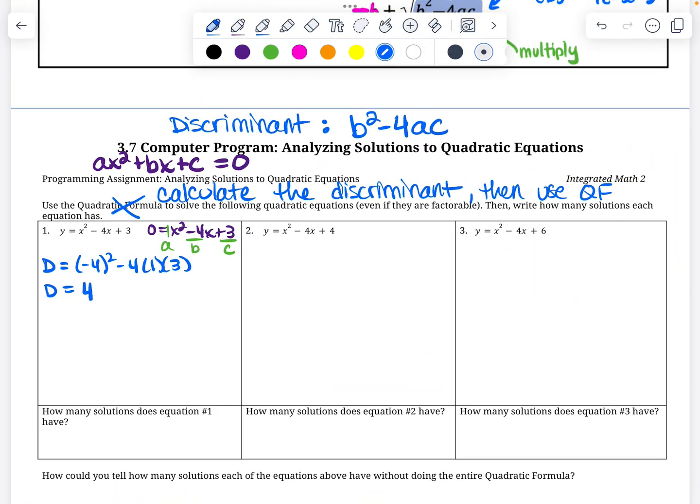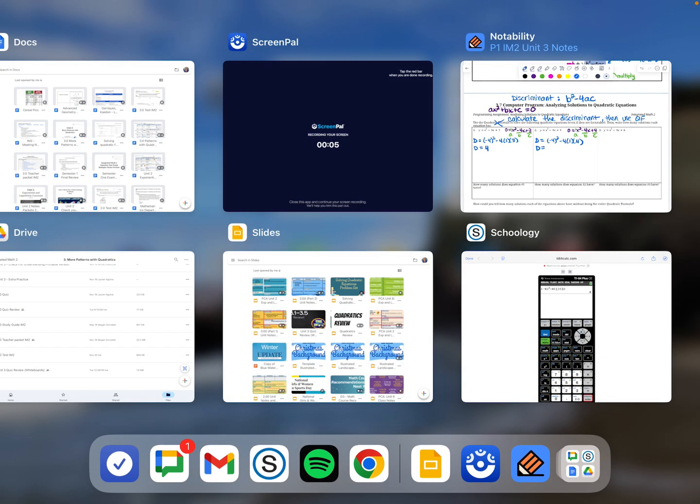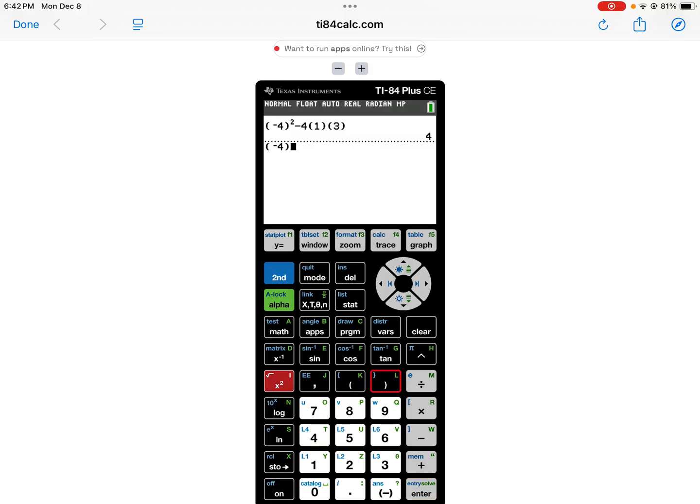We're going to find the discriminant for all three, and then we're going to solve. For the second one, we have 0 equals x squared minus 4x plus 4. So a equals 1, b is negative 4, and c is 4. The discriminant is negative 4 squared minus 4 times 1 times 4, which is 0. Interesting.